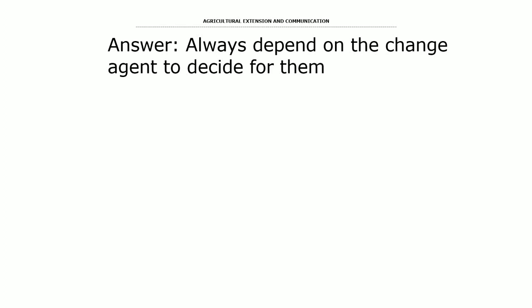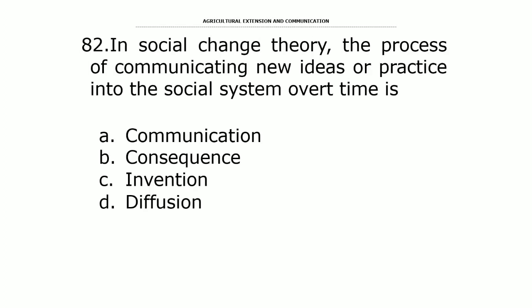Number 82. In social change theory, the process of communicating new ideas or practice into the social system over time is A. Communication, B. Consequence, C. Invention, or D. Diffusion. The answer is diffusion.